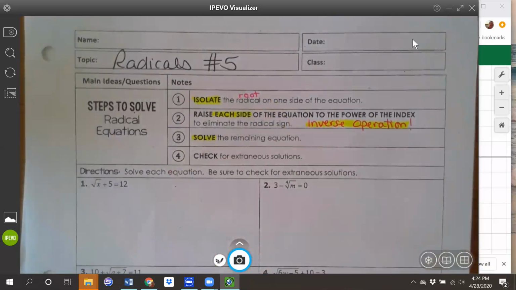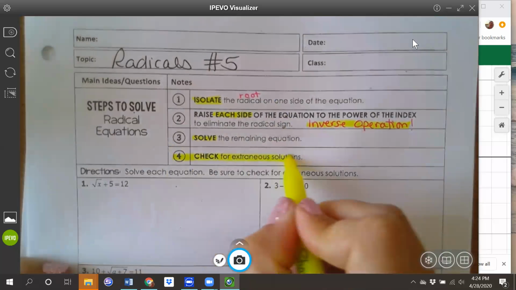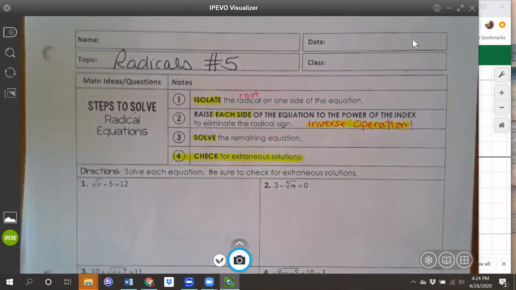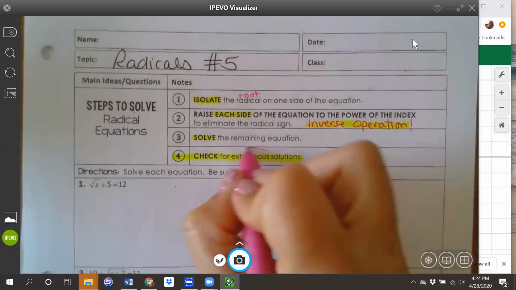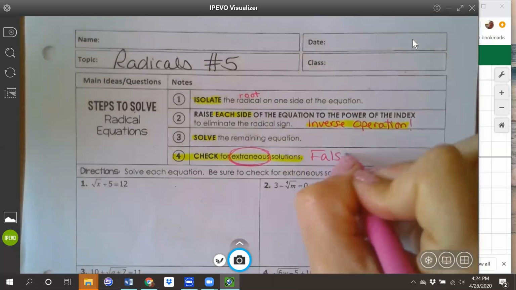And then here is the big one. We have to check for extraneous answers or solutions. So one of the major problems with square roots is they create false answers.